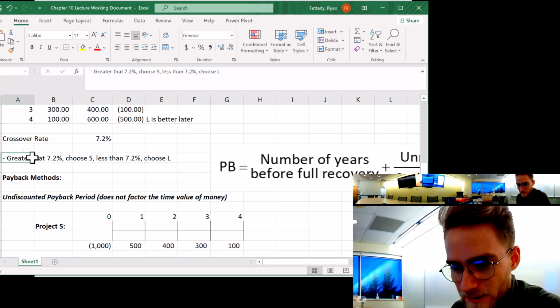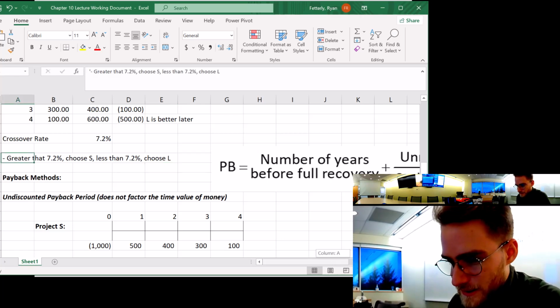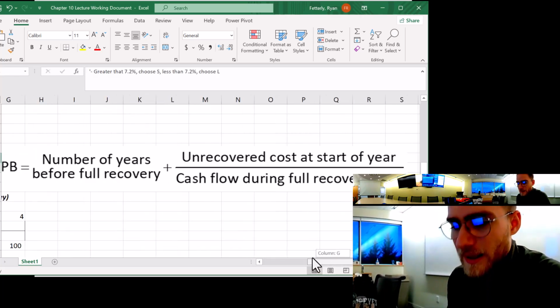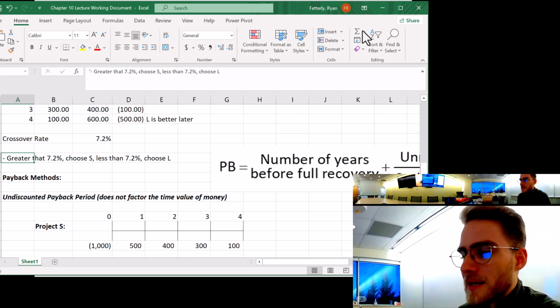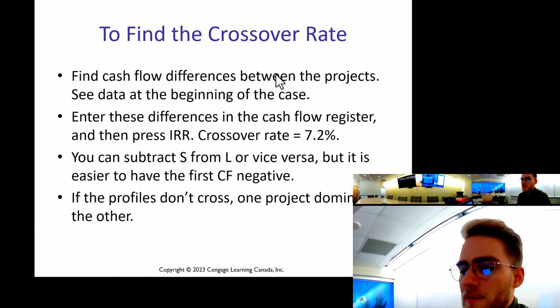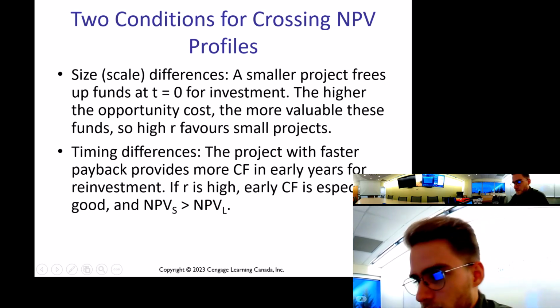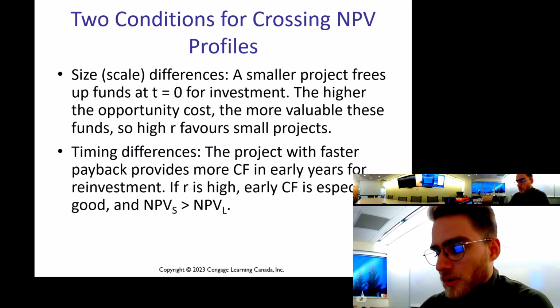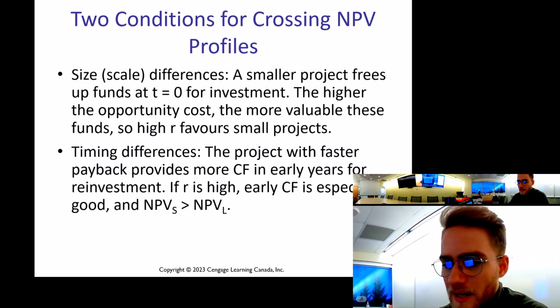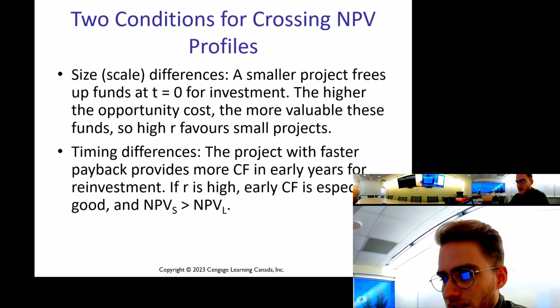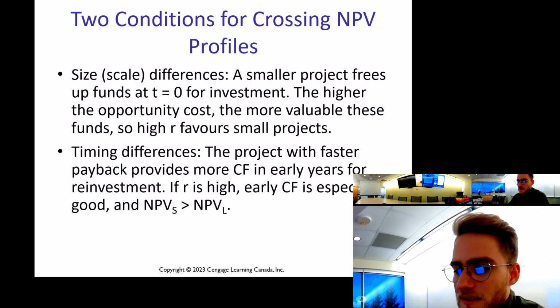Now, 7.2. Okay. And yes, this is for the payback methods. We'll get into payback methods a little later. But that is the whole idea behind crossover rate, IRR, and also the conditions for crossing NPVs.